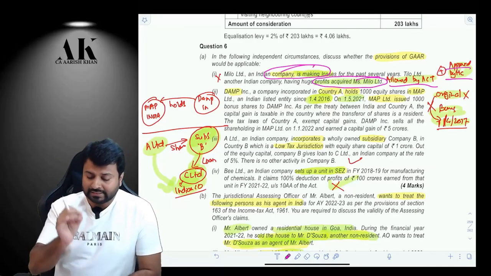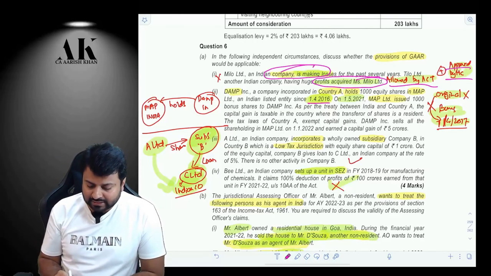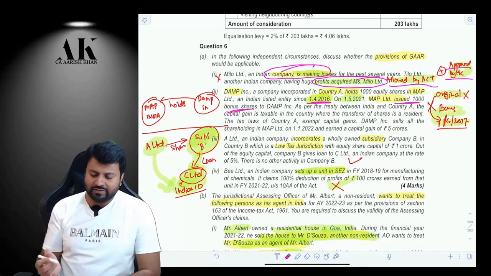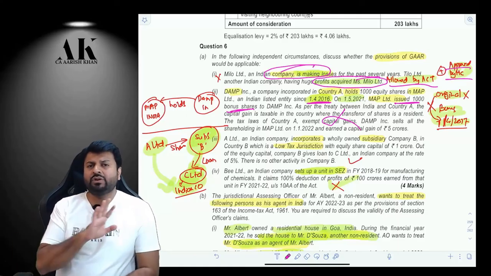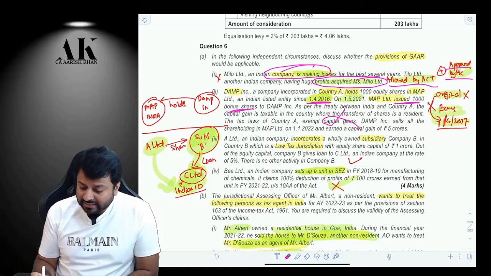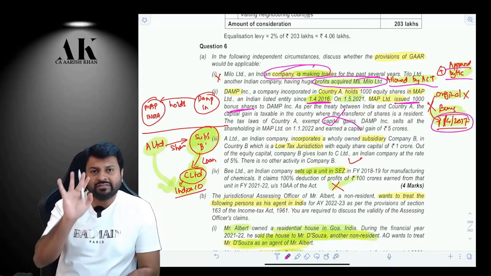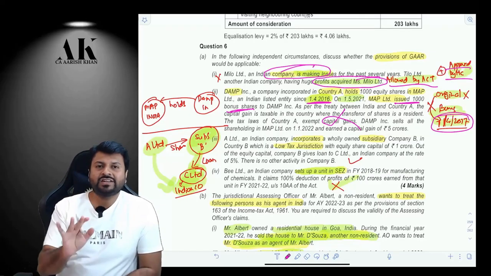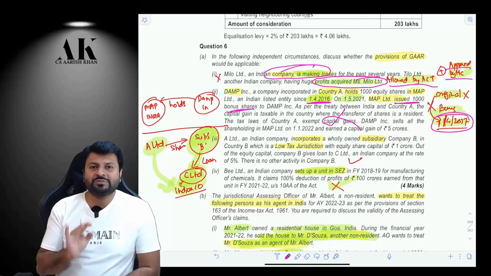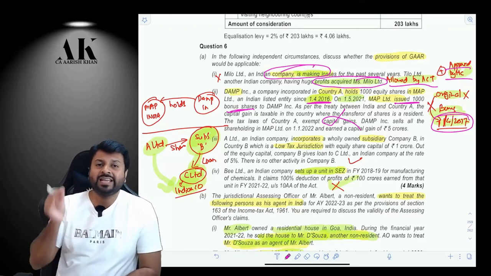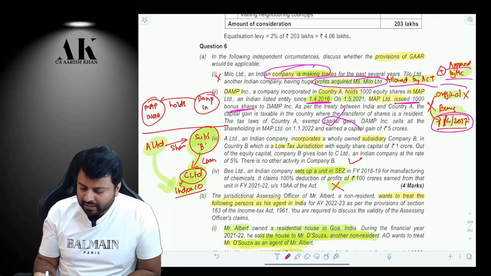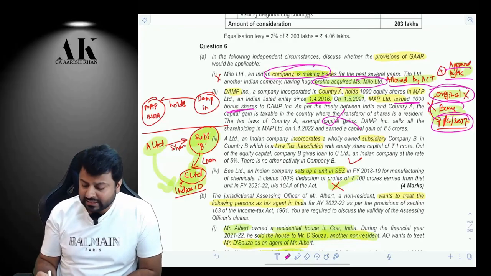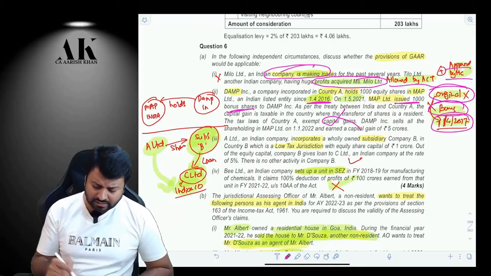Second case, this company has purchased some listed shares in 2016 and then it got some bonus shares in 2021. Whether GAR will be applicable? They were doing this all with an intention to evade some tax. No. Why? Because GAR is applicable from 1/4/2017. If any transaction is done, if an impermissible avoidance arrangement is done on or after 1/4/2017, then GAR is applicable. Because this is done before 1/4/2017, GAR is not applicable. Now, because GAR is not applicable on original shares, GAR cannot be made applicable on bonus shares also.